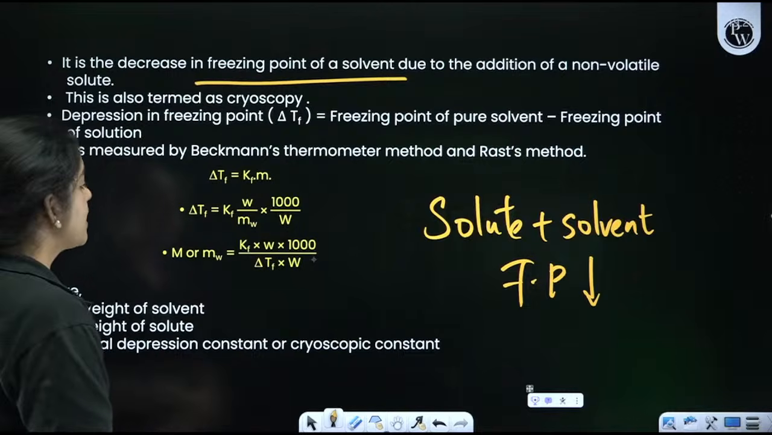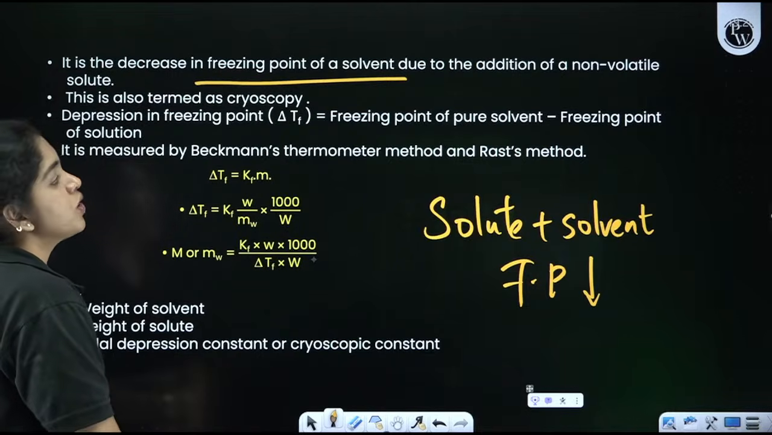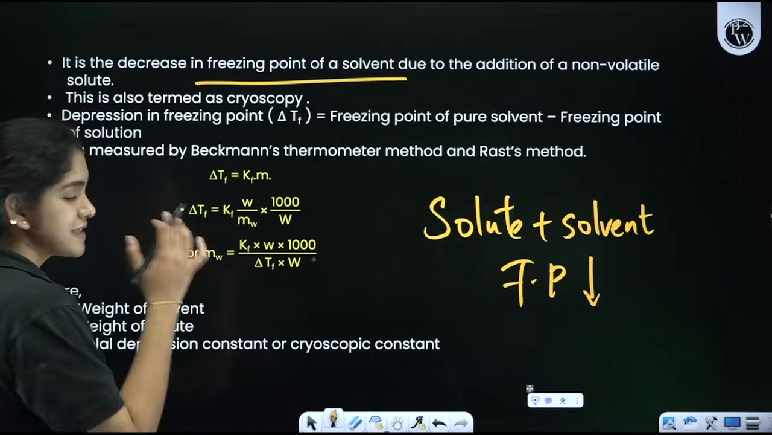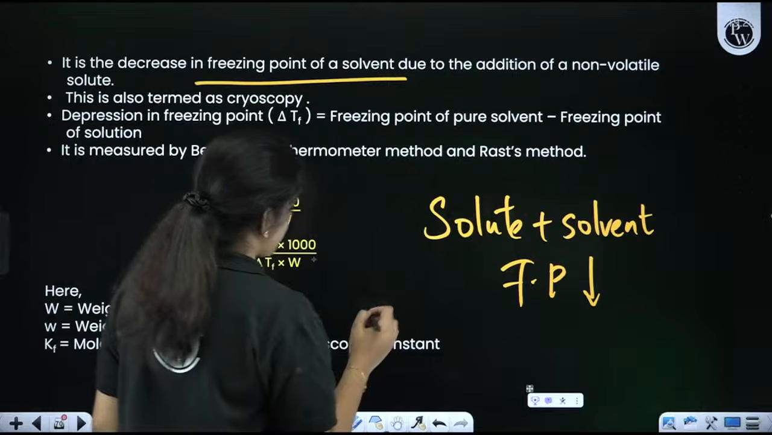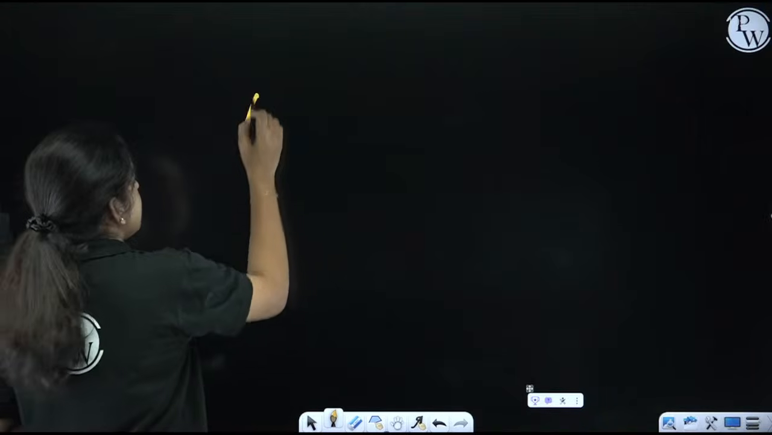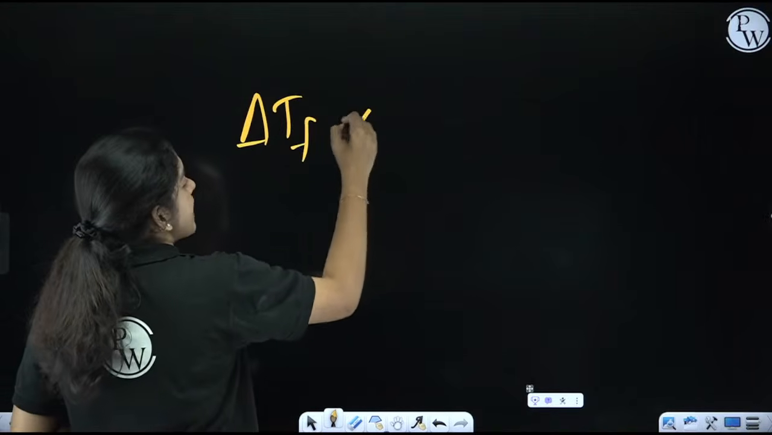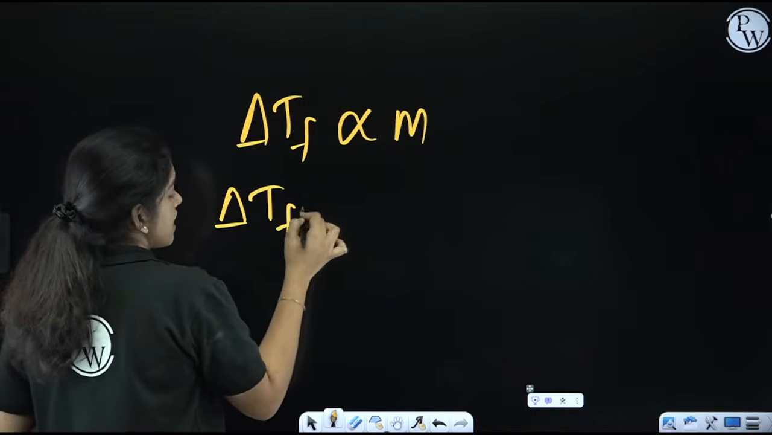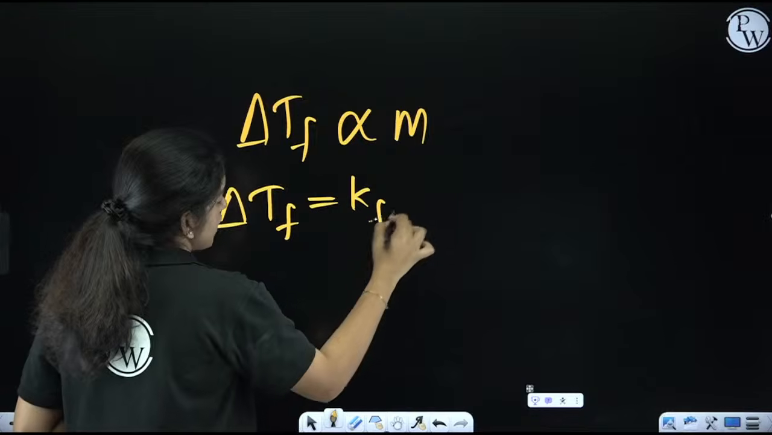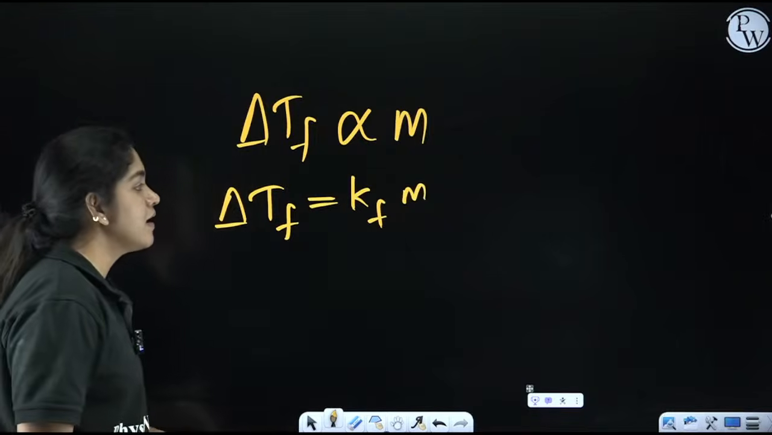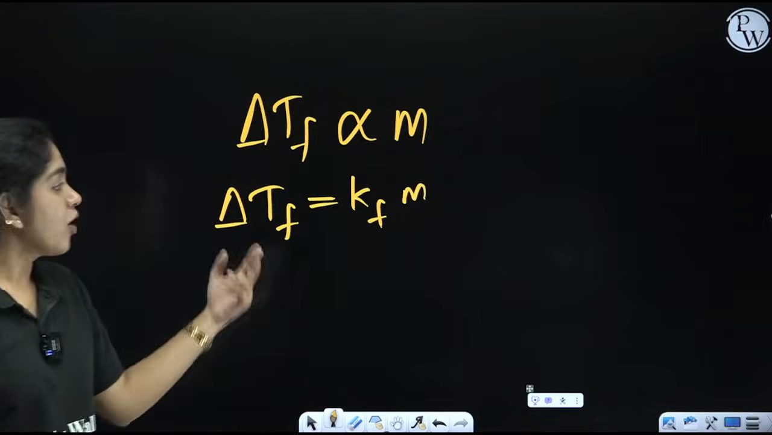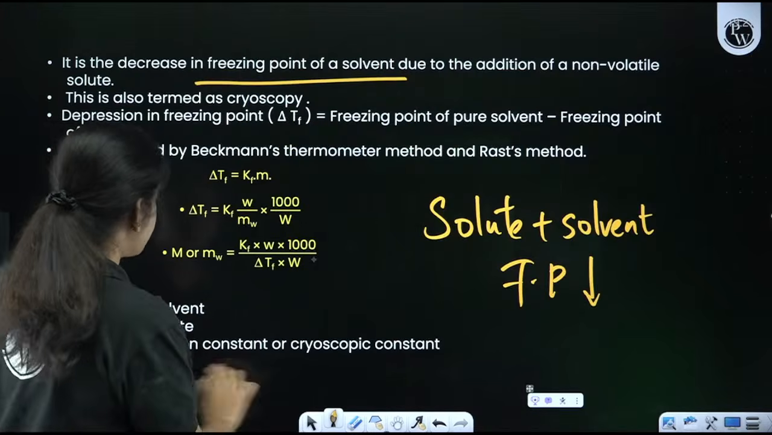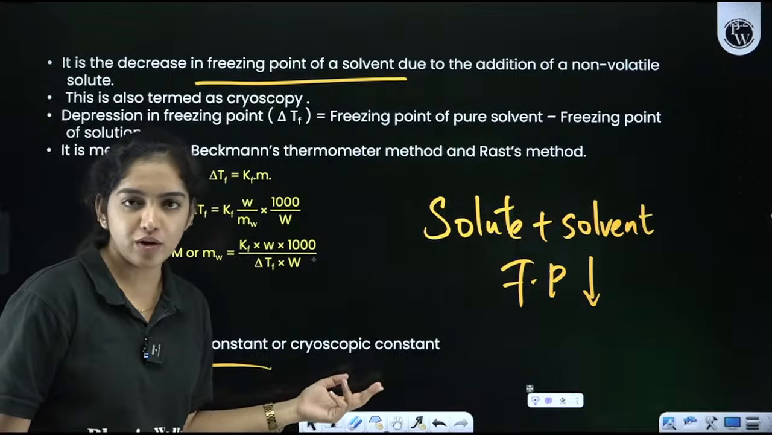So we can write the equation like delta TF is equal to freezing point of pure solvent minus freezing point of solution. And the same thing, delta TF is directly proportional to molarity. To remove the proportionality, we can introduce a constant, that is Kf into M, where Kf is known as the cryoscopic constant or depression constant. Molar depression constant or cryoscopic constant.